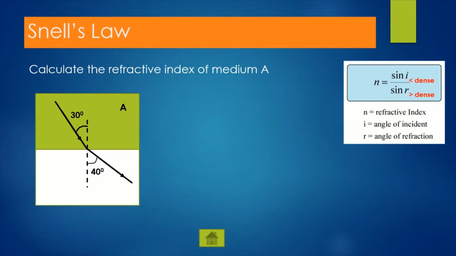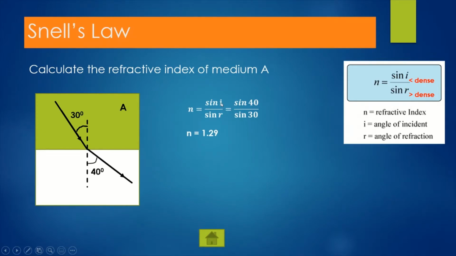The next question. This light is traveling from medium A to this other medium, right? And you can see that light is refracted away from the normal. So from here, we know that this white medium is of lower optical density compared to A. When we want to use the Snell's law formula, bear in mind i must be in the less dense medium, r in the more dense medium.